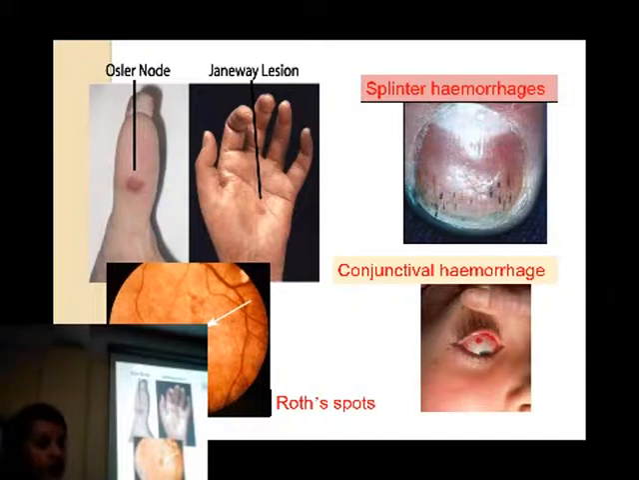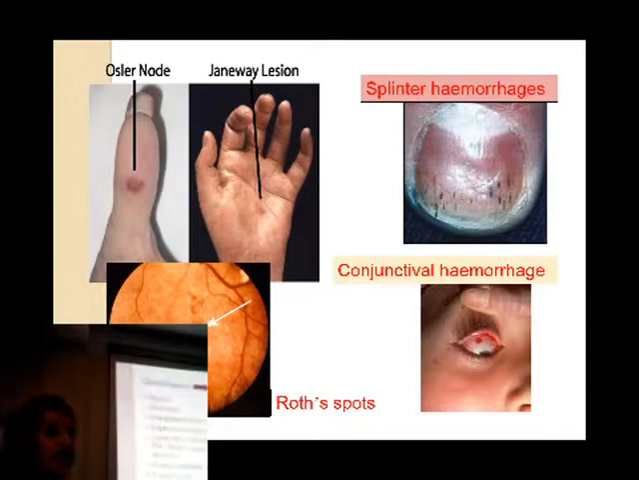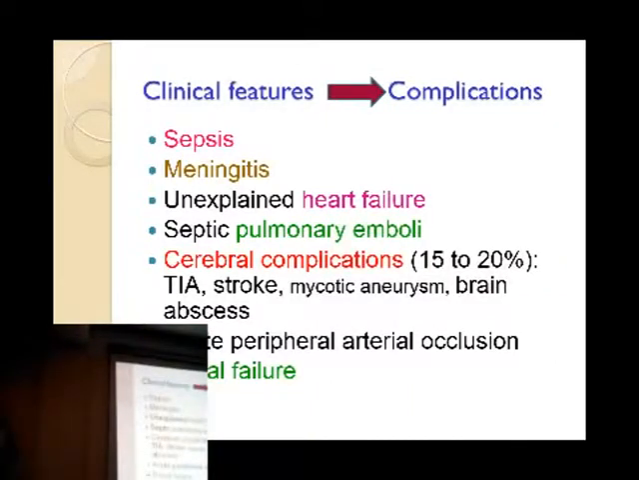This is the Roth spot. The center is white and there is a surrounding erythematous border. So this is an immunological feature of the development of endocarditis. And apart from that, conjunctival hemorrhages also can be seen in infective endocarditis. Now, apart from these classic clinical features, some other clinical features also will be encountered due to development of complications related to infective endocarditis. So what are these complications?